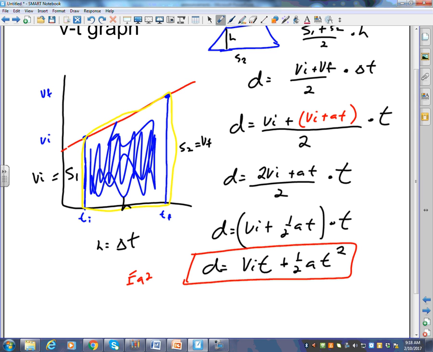What does it get rid of? Remember all those questions before where anytime you had to find the displacement, you had to find the average velocity? Remember having to do that all the time? I always had to convert to average velocity. This gets rid of all that. Okay, it's very handy.